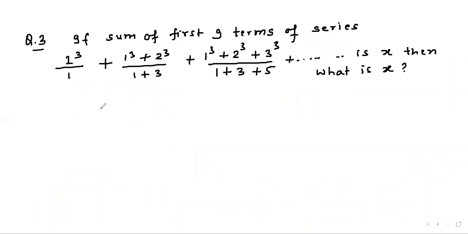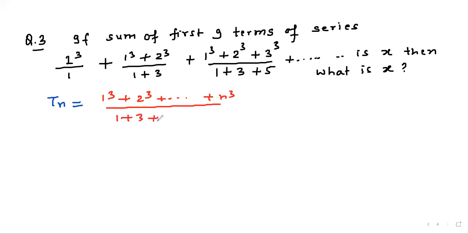If the sum of the first 9 terms of the series 1 cube divided by 1, plus 1 cube plus 2 cube divided by 1 plus 3, plus 1 cube plus 2 cube plus 3 cube divided by 1 plus 3 plus 5, plus dot dot, is x, then what is x? So here Tn equals 1 cube plus 2 cube plus dot dot dot plus n cube divided by 1 plus 3 plus 5 plus dot dot, last term 2n minus 1.